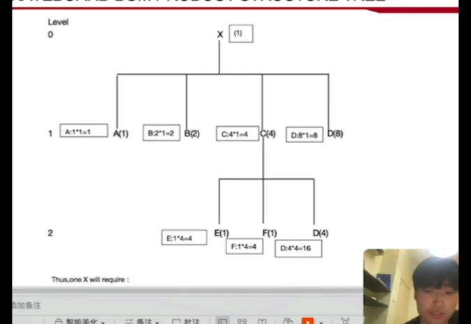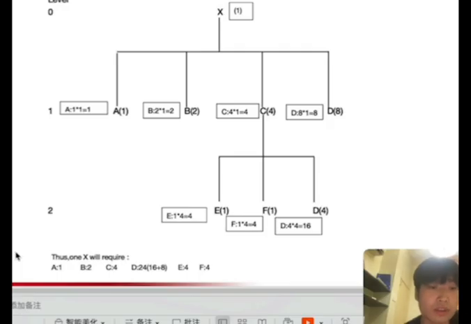So following the logic through the product structure, we can calculate: 1x will require 1a, and for C, 24D, because 1x needs 8D, but C includes 4D, so the level 2D equals 4 plus 4 equals 16, and the level 1D is 8D, right? So finally 1x will require 8 plus 16, so 1x requires 24D, and 4e and 4f.